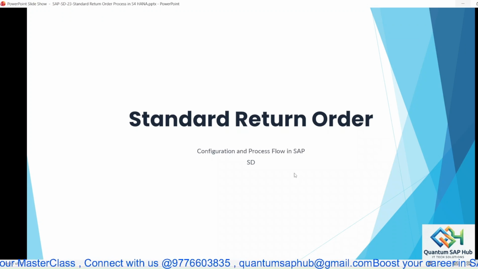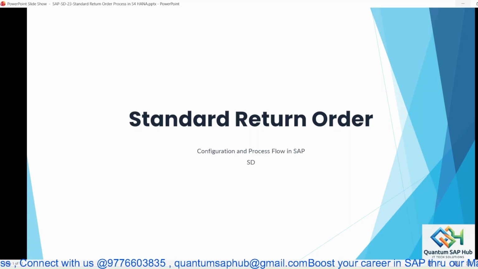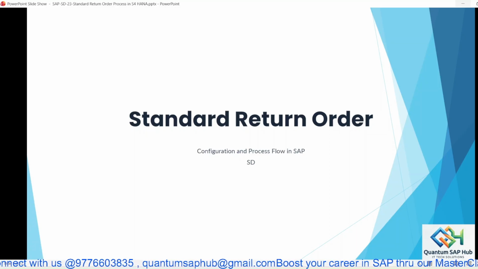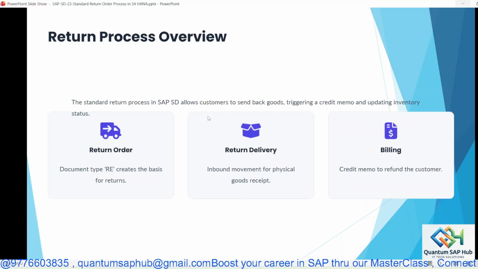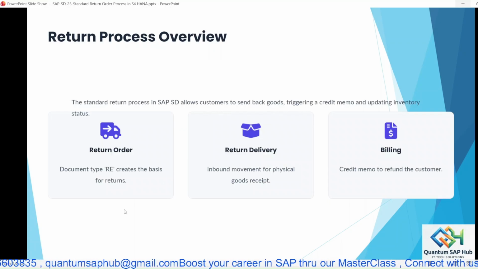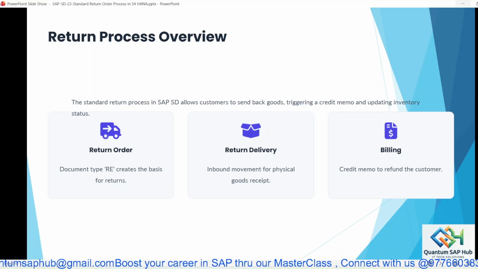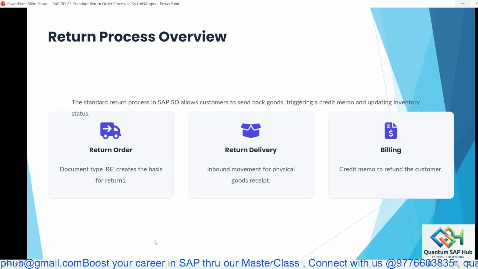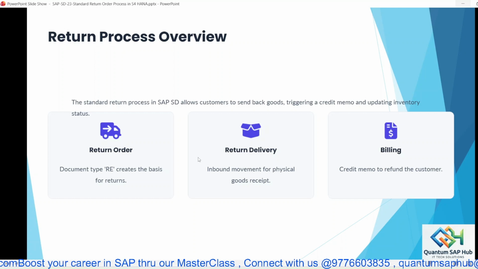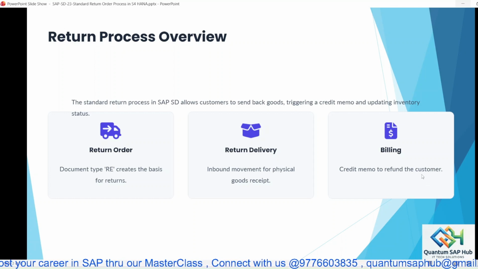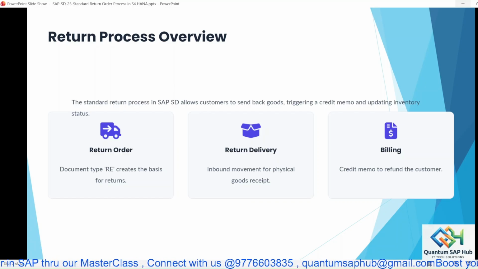Hello everyone. In today's class we'll learn about the standard return order, how it is configured in SAP for standard cases, and what the process is. The return order allows the customer to send back the goods, triggering a credit memo and updating the inventory. Here the document type is RE, the delivery is LR, and the billing type is RE, that is credit for returns.